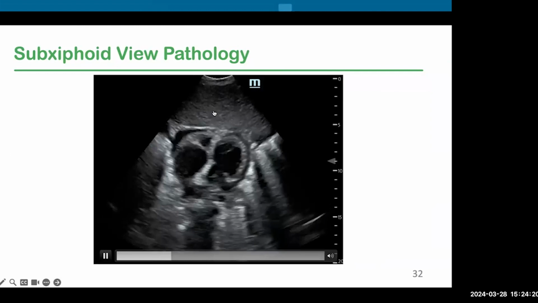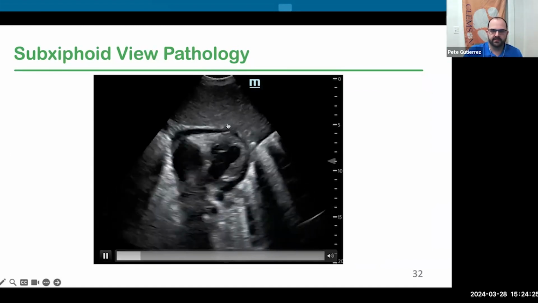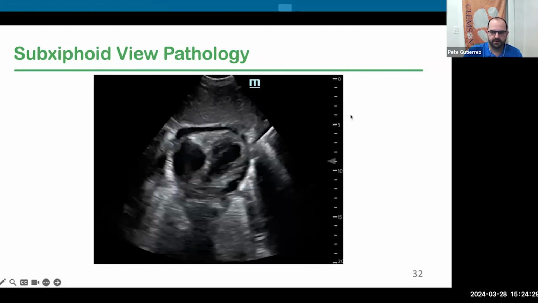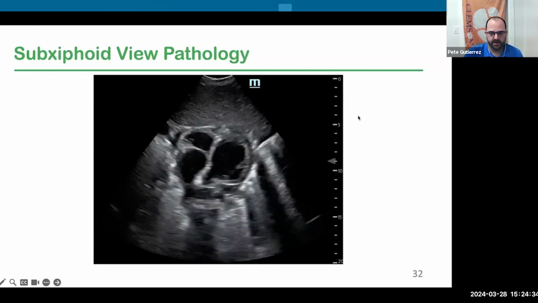So liver in the near field, bright pericardium, and then this global fluid collection around the heart there. So in the setting of trauma, that is presumed to be blood.